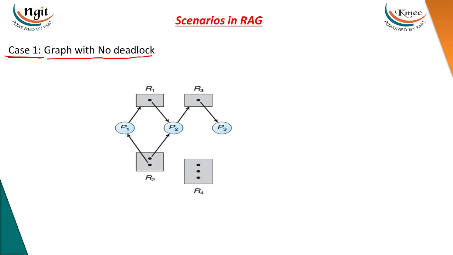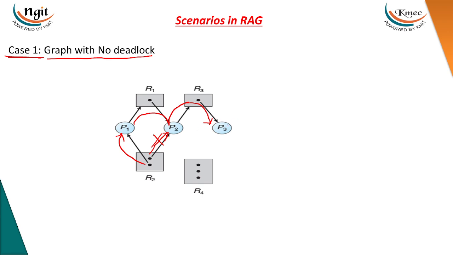Graph with no deadlock. Let's see the edges. P1 to R1, and R1 to P2, and next P2 to R3, R3 to P3. But you can see that P1 has acquired R2, and this is not a cycle. There is no cycle here.